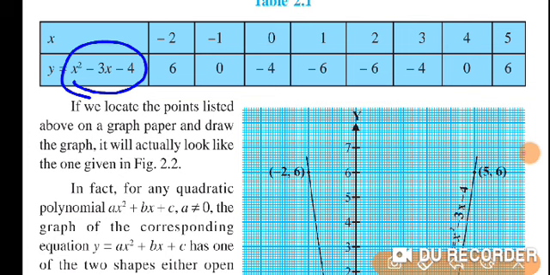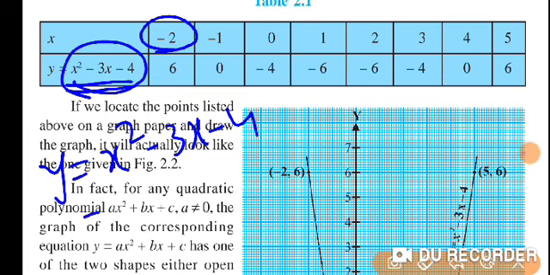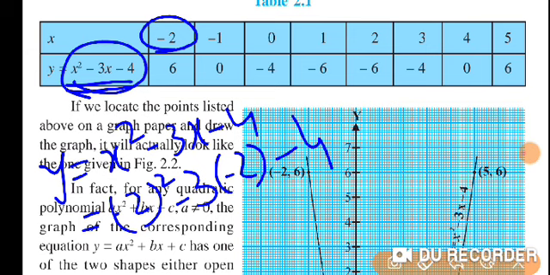minus 2, minus 1, 0, 1, 2, 3, 4, 5. These values you go on putting in this particular equation, and you will get the corresponding values of y. I will just work out one for you. y is equal to x square minus 3x minus 4. So suppose I put the value of x equal to minus 2, then I will work it out like this: minus 2 whole square minus 3 into minus 2 minus 4.